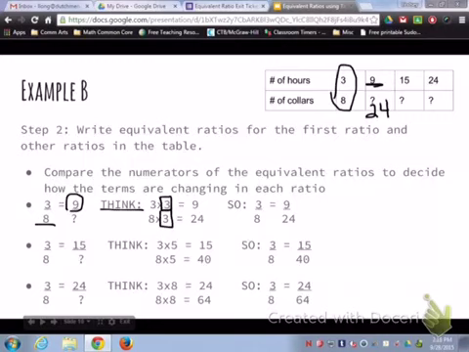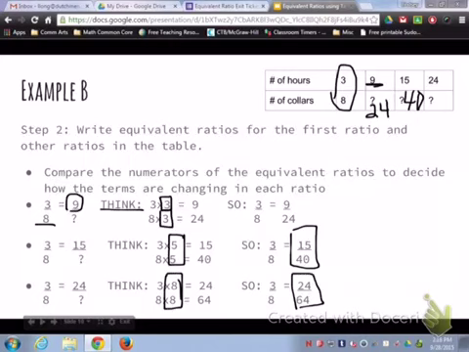So I have to think, how do I get from 3 to 15? I multiply times 5. If I do it to the top, I do the same thing to the bottom. 8 times 5 gives me 40, so my next ratio is 15 to 40. And I can fill that in my chart. And then my last one, how do I get from 3 to 24? Well, I multiply by 8. So 8 times 8 would give me 64. So my last ratio is 24/64. And I can fill that in here. So you can see our bottom numbers are 24, 40, and 64.